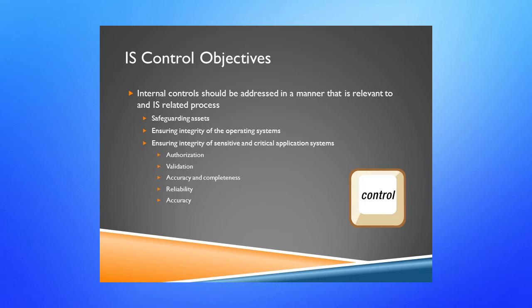To ensure the integrity of sensitive and critical applications, we use controls like authorization, which are, of course, the permissions that users are allowed to have or different objects can have. Validation is very important when it comes to making sure the information is entered in correctly. That goes kind of hand in hand with accuracy and completeness.